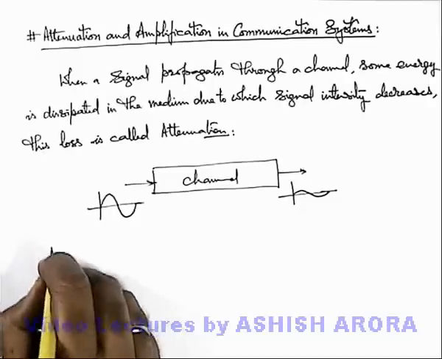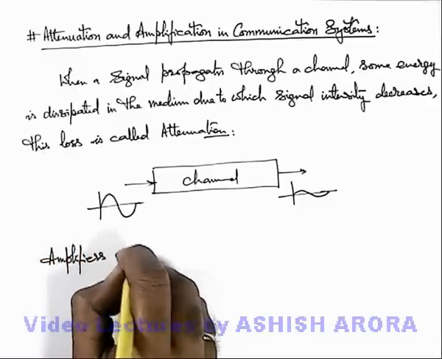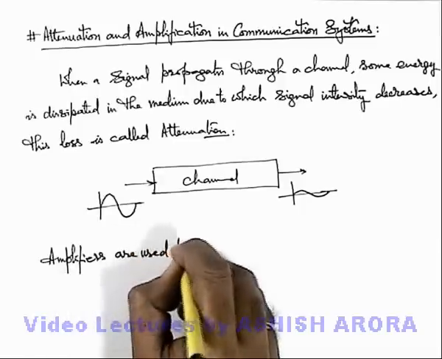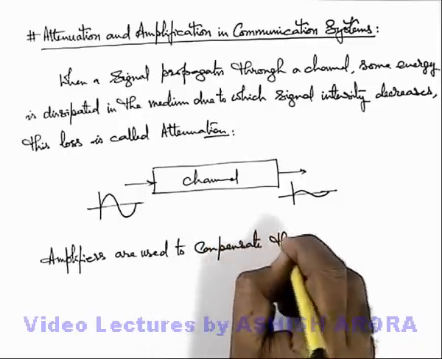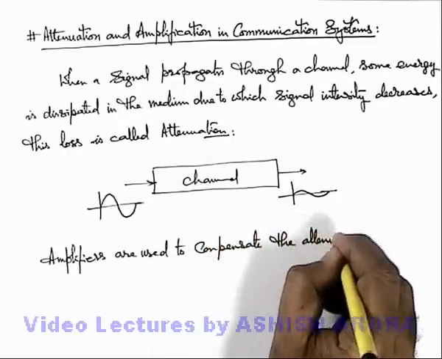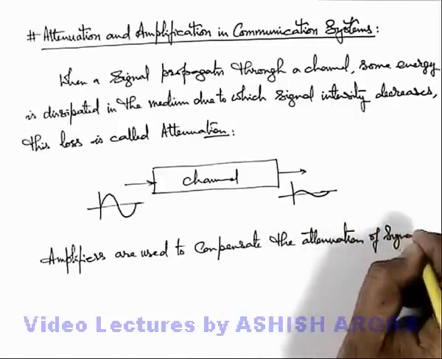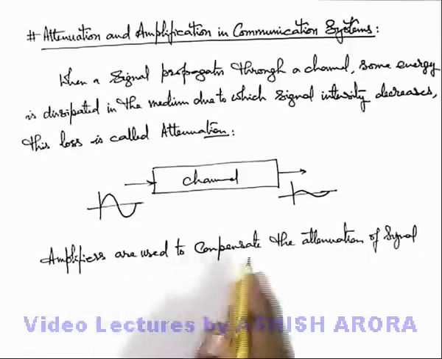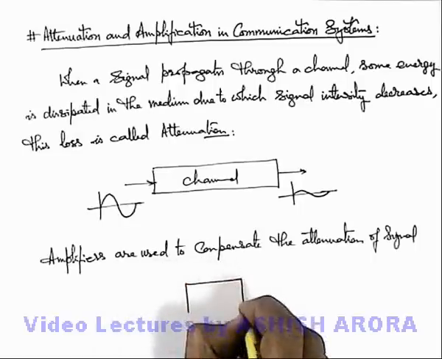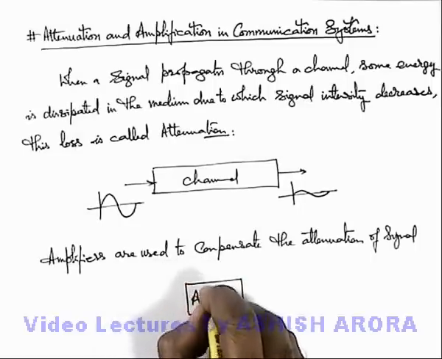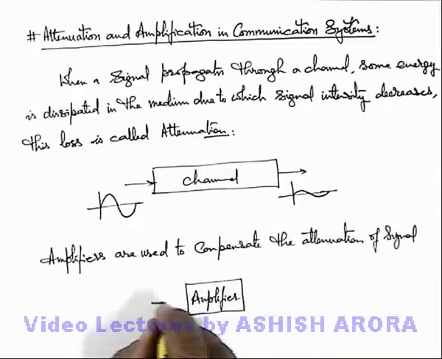So here we can write, amplifiers are used to compensate the attenuation of signals. I hope you can recall, we have studied about amplifiers in detail in the topic of semiconductor. An amplifier is a device which is used to amplify the intensity of a signal.